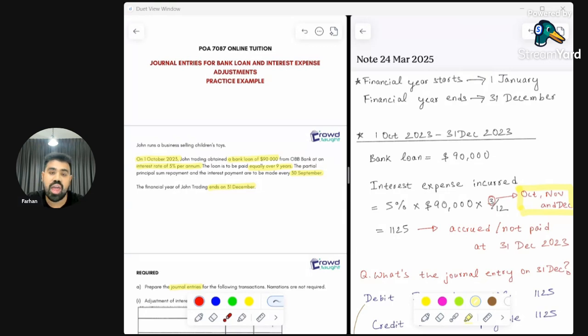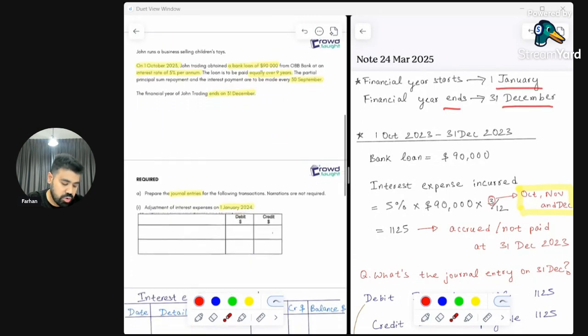We also know that every 12 months, together with the loan repayment, we will also pay the interest expense that we have incurred for the entire 12 months. The financial year of John Trading ends on 31 December. So we are working with a business where the financial year typically starts on 1 January and ends on 31 December. Now, the requirement of the first question is to prepare the journal entries for the following transactions.